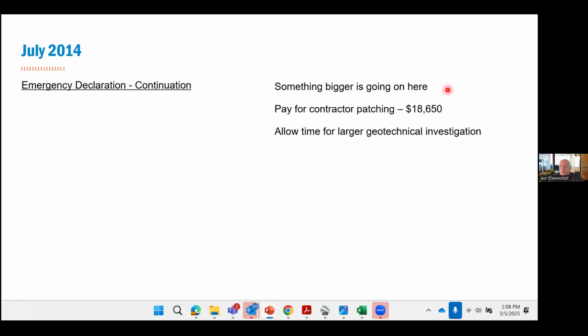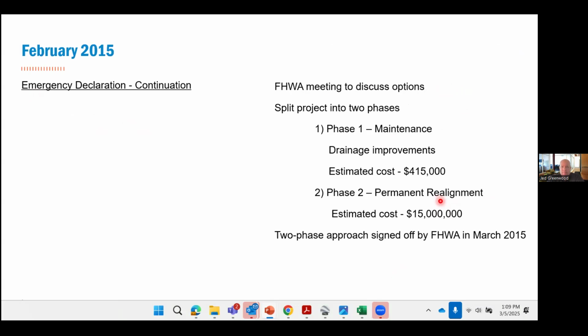Likely that the failure was larger, deeper, and that realignment with the drainage system was too shallow to really solve the problem. So they wanted to allow time for a larger geotechnical investigation. And that's when we got involved a little bit later.